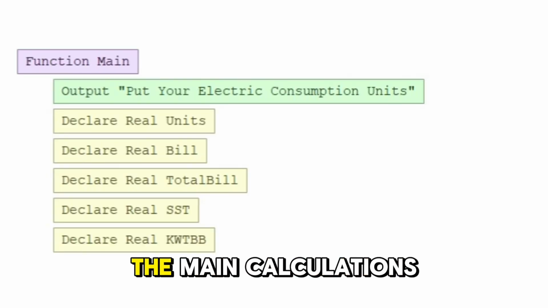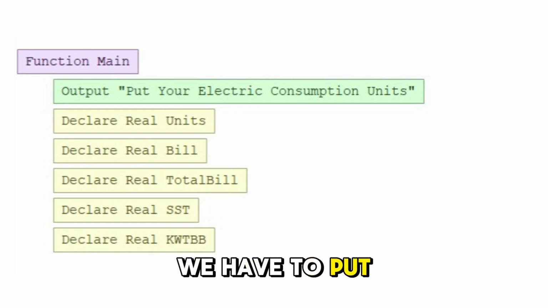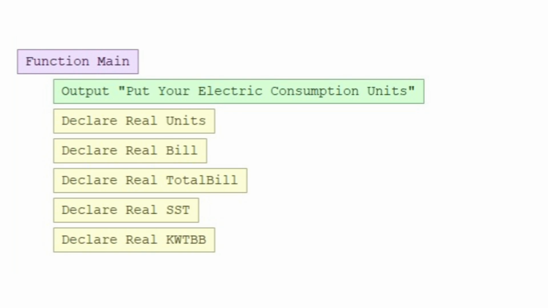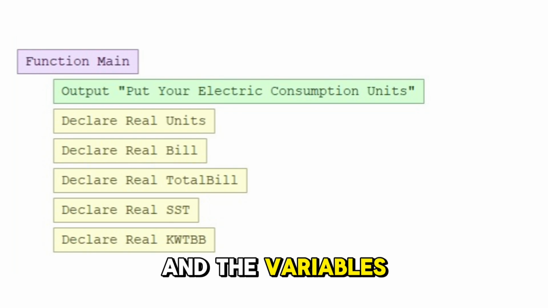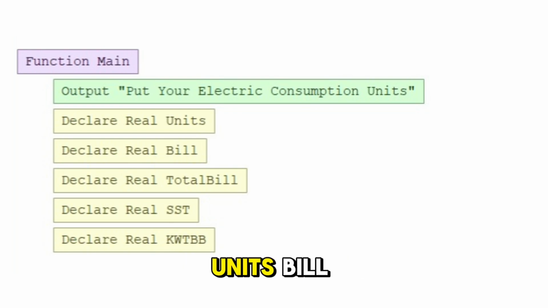Before we begin with the main calculations, we have to put the declaration and output. So the output I put here is "put your electric consumption units", and the variables I've declared here are units, bill, total bill, SST, and KWTBB.